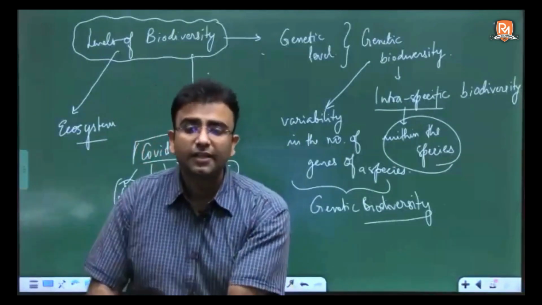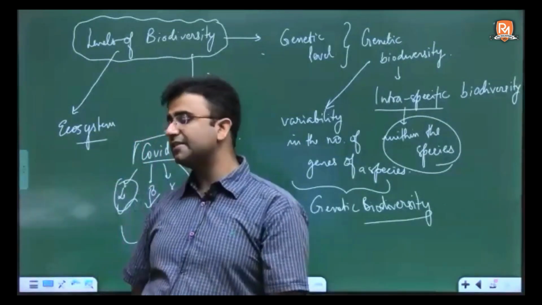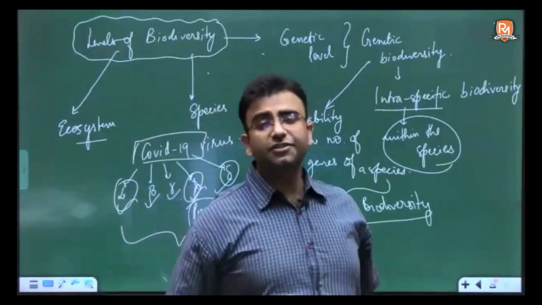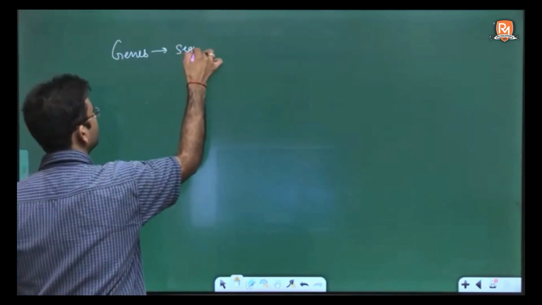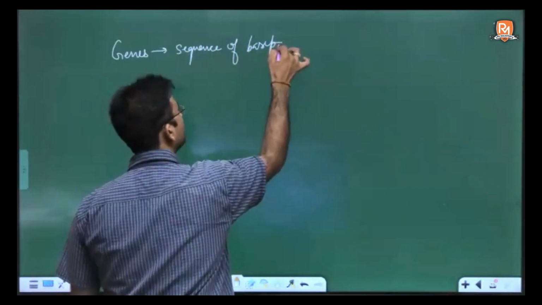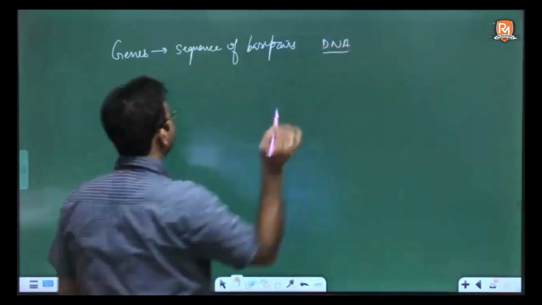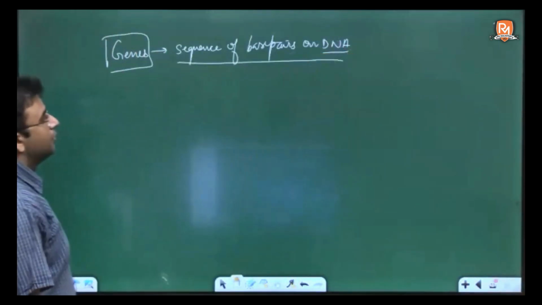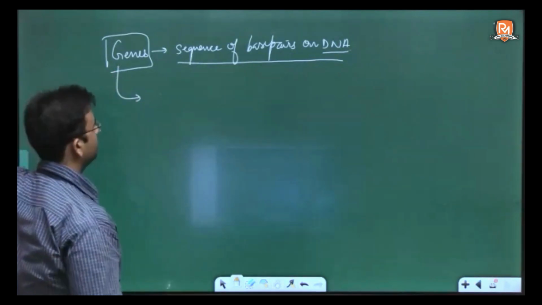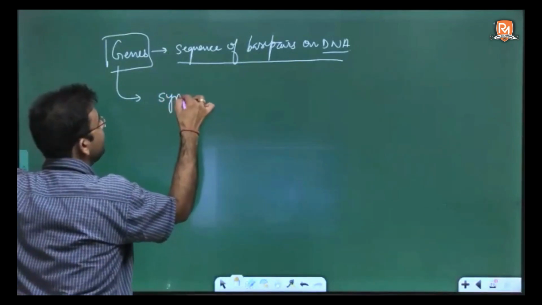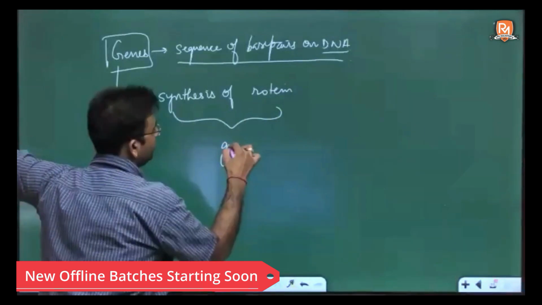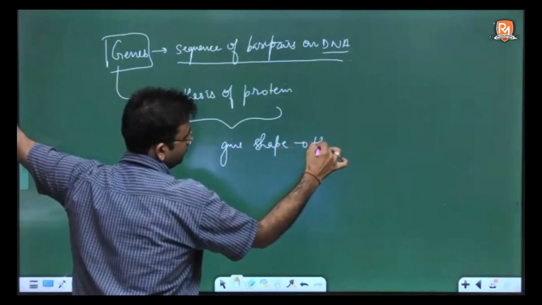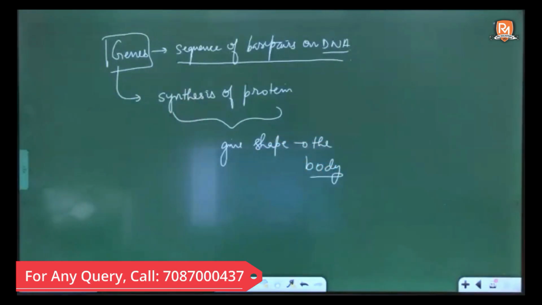Where is this coming from? This comes from genetic diversity. This is coming from genes. Our genes determine our physical appearance. Genes are a particular sequence of base pairs on DNA. These genes result in the synthesis of protein, and this synthesis of protein gives shape to the body.